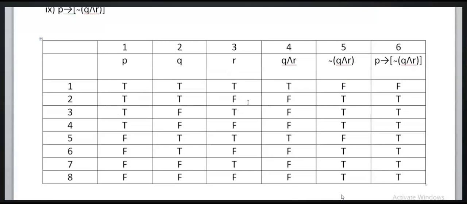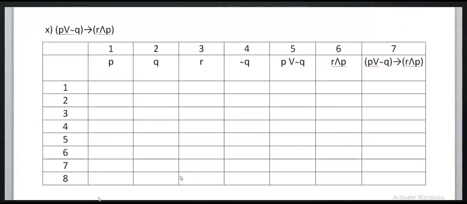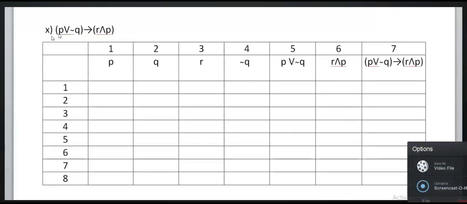Now the next, let's see the next question. Question number 10. What have we been given? That is P. The main joint is implication. This is the main joint. We require P, negation Q. We require P, Q, R. We require negation Q. This is negation Q. P or Q. This is P or Q. R and P. This is R and P. And the implication is between 5th and 6th.